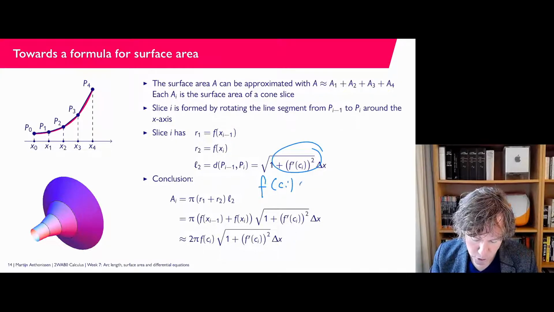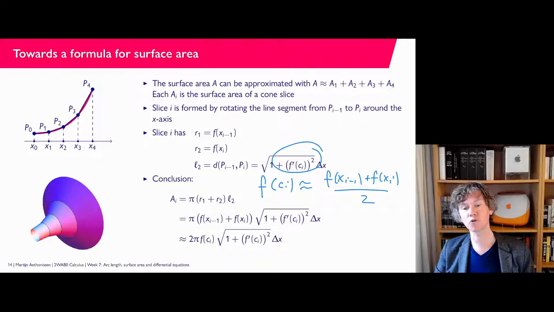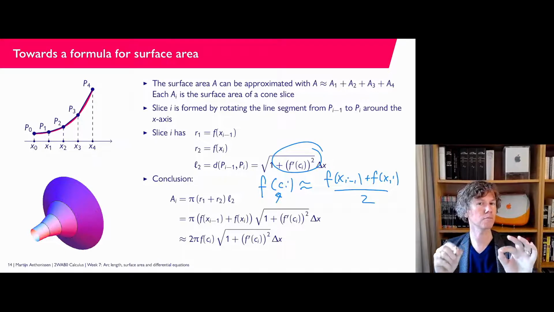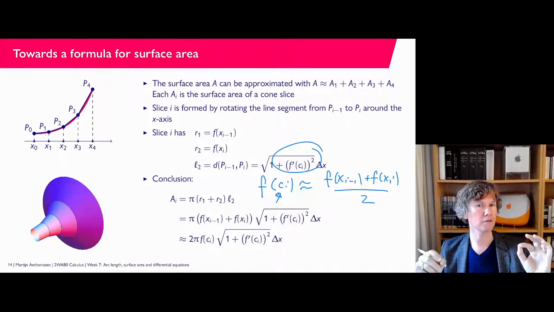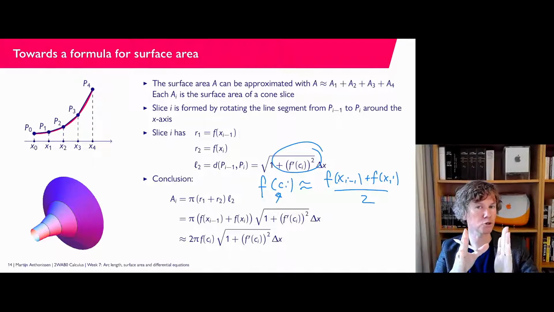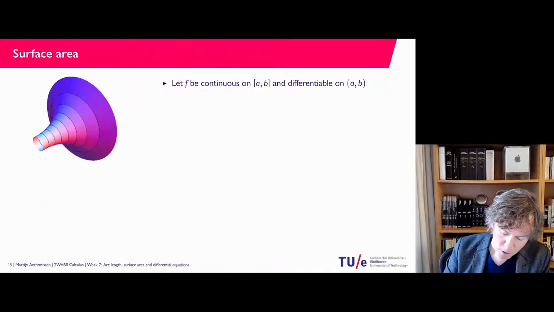I'm going to say that f(c_i) is approximately (f(x_{i-1}) plus f(x_i)) over 2. So basically, I approximate the function value at that point c_i, that is somewhere in this interval between x_{i-1} and x_i. I'm going to say that the function value there is approximately the average of the function values of the two endpoints. And if you make this interval smaller and smaller, this is going to hold, because then the function is going to be almost constant if you have a very, very small interval. Okay. So what have we seen now?